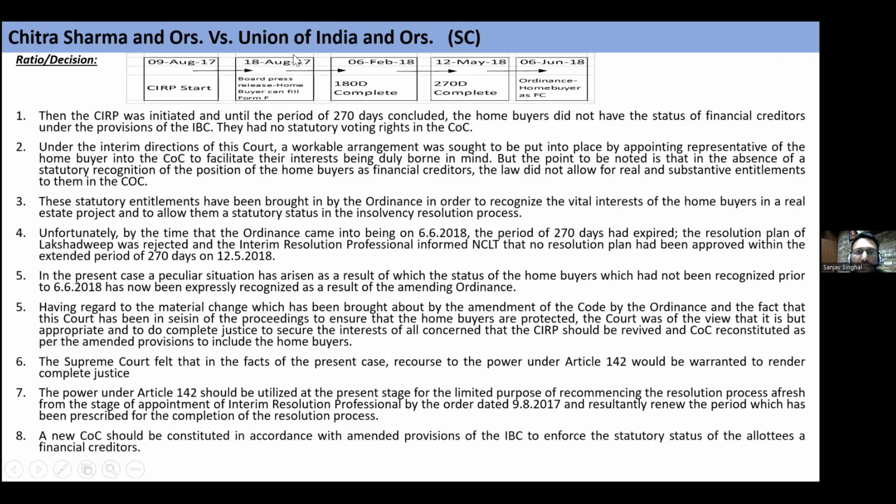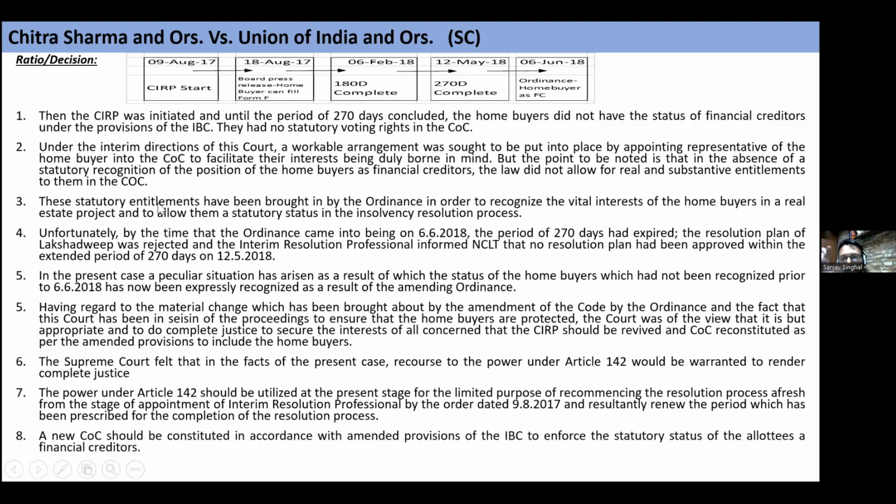So on 18th August, Form F was made by the IBBI. On 6th of February 2018, 180 days were completed. On 12th of May 2018, the extended period of 270 days was completed, and until the 270 days were completed, there was no resolution applicant. On 6th of June 2018, an ordinance was introduced by the central government, and the home buyer was declared as a financial creditor. The matter was still going on in the Supreme Court.